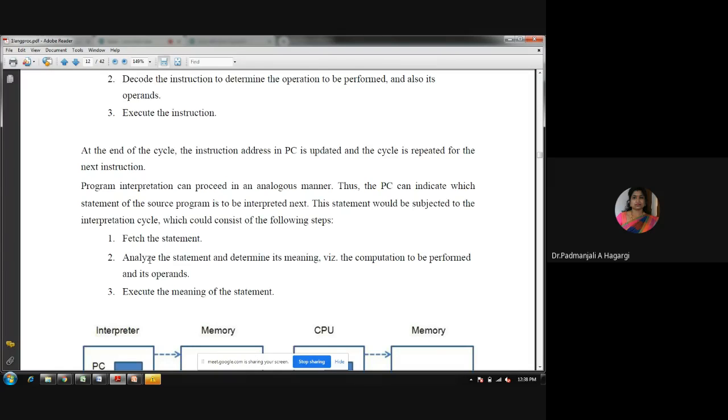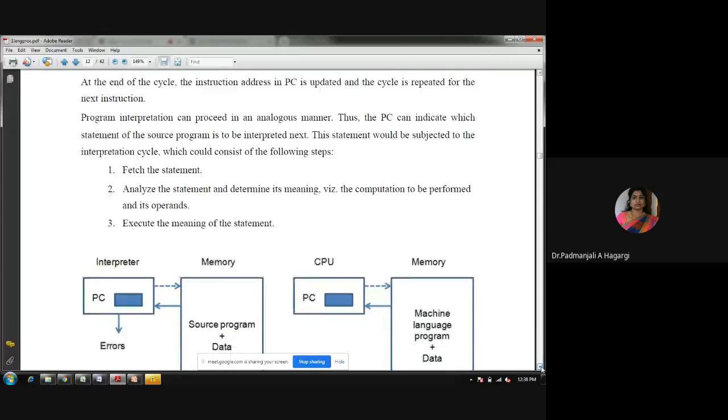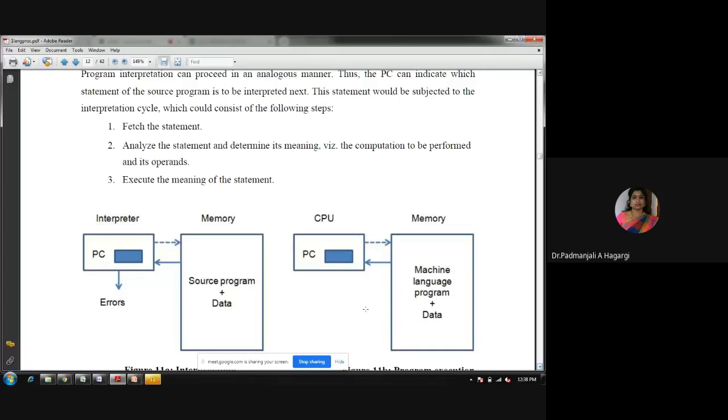Again, fetch the statement, analyze the statement. I think you have studied this part of the execution phase in computer organization. So, fetch the statement, analyze the statement and determine its meaning, the computation to be performed and its operand, and execute the meaning of the statement.